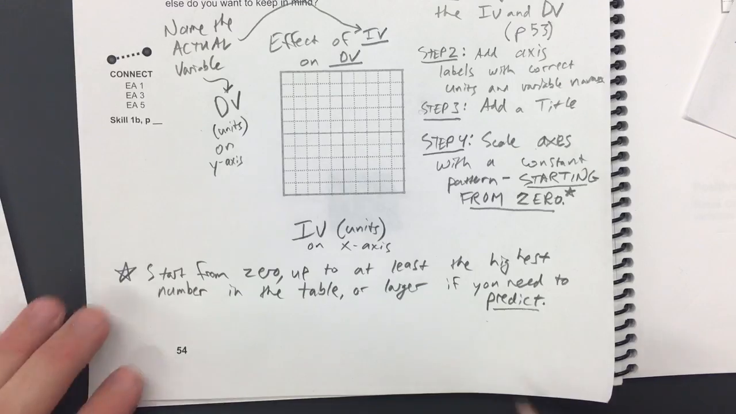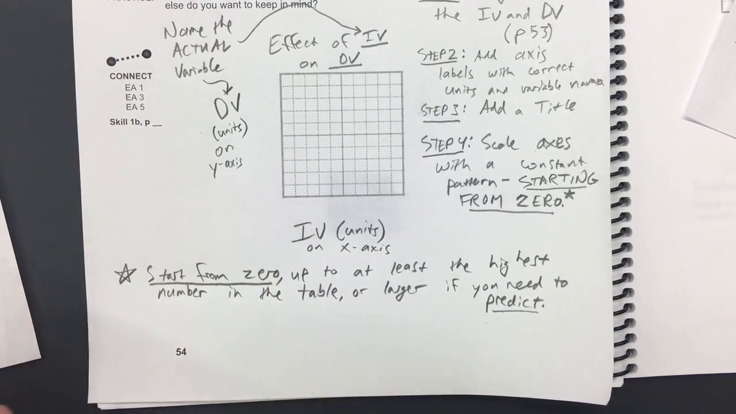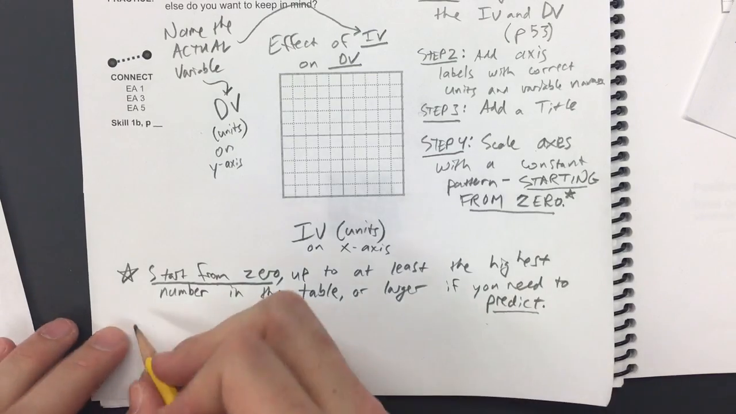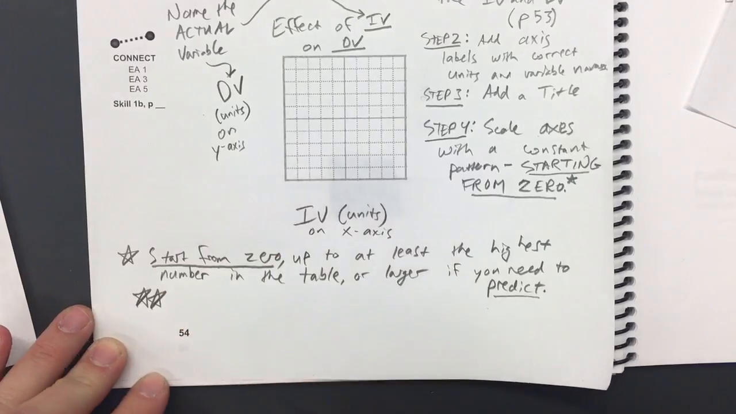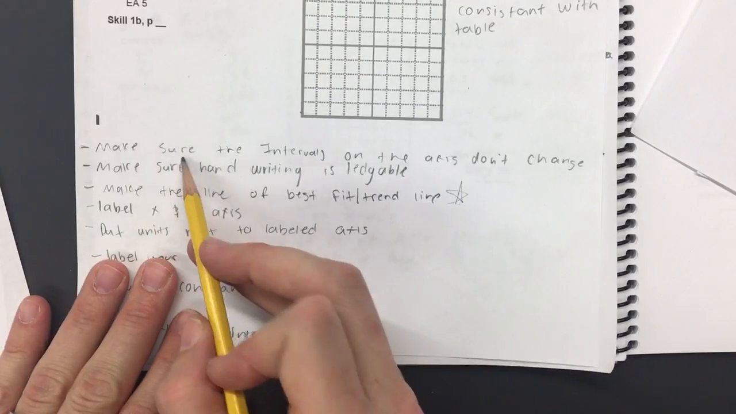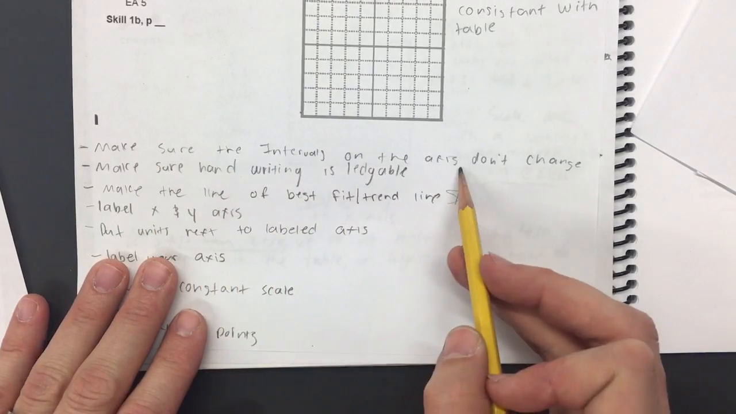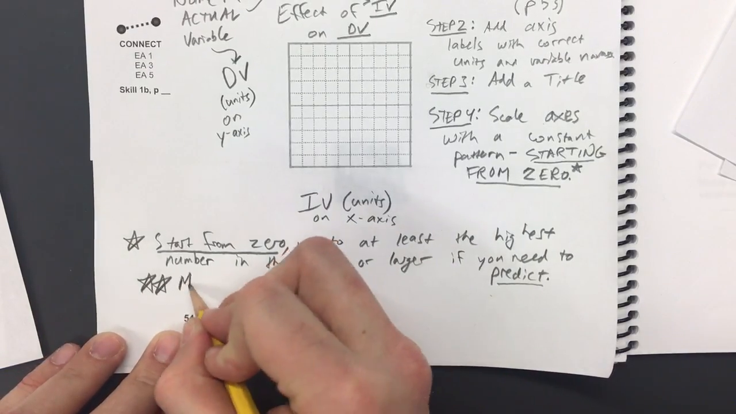This is something we're going to look more at later, but starting from 0, and this next part that we're going to write, I'm actually going to put 2 stars next to it, is the thing that these folks suggested. Make sure that the intervals on the axis don't change. I'm going to write that almost exactly like they did.